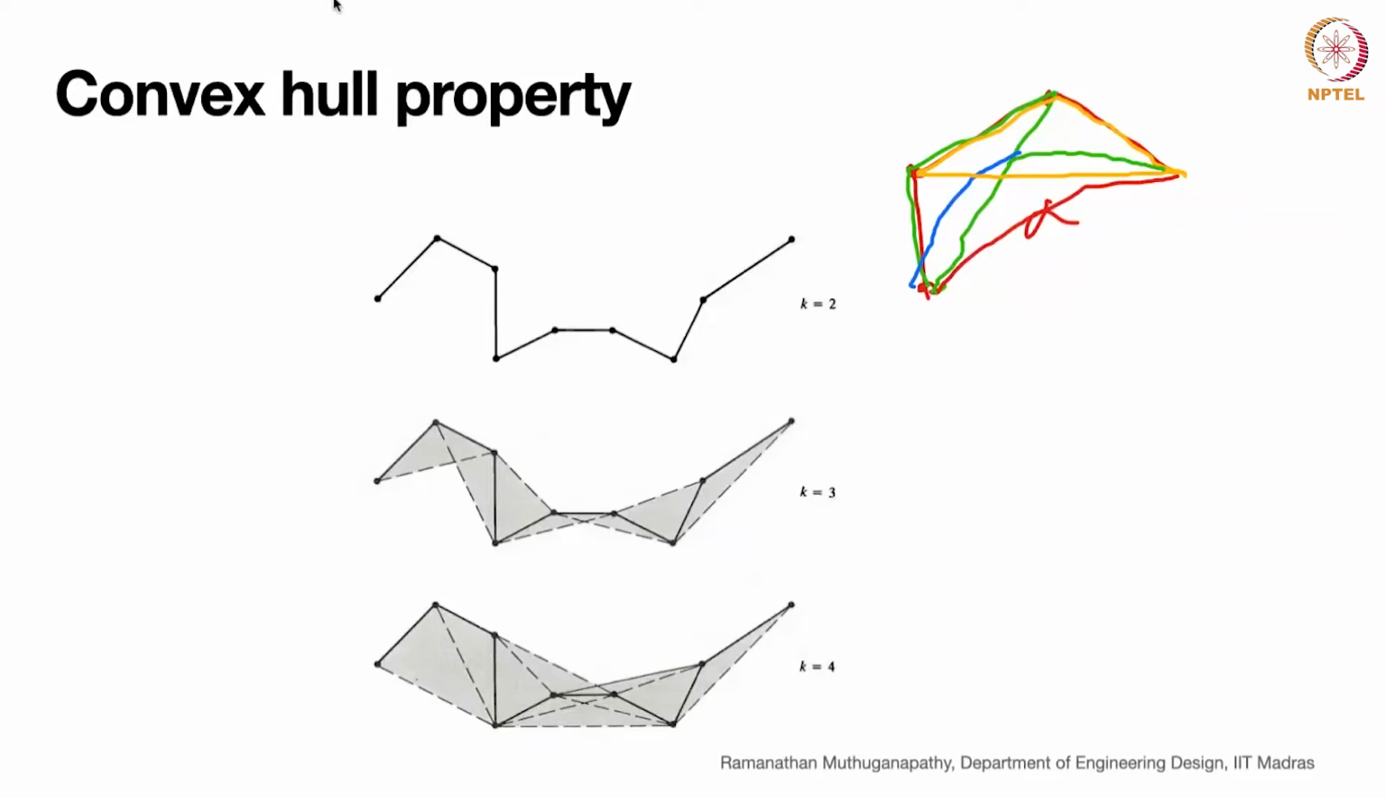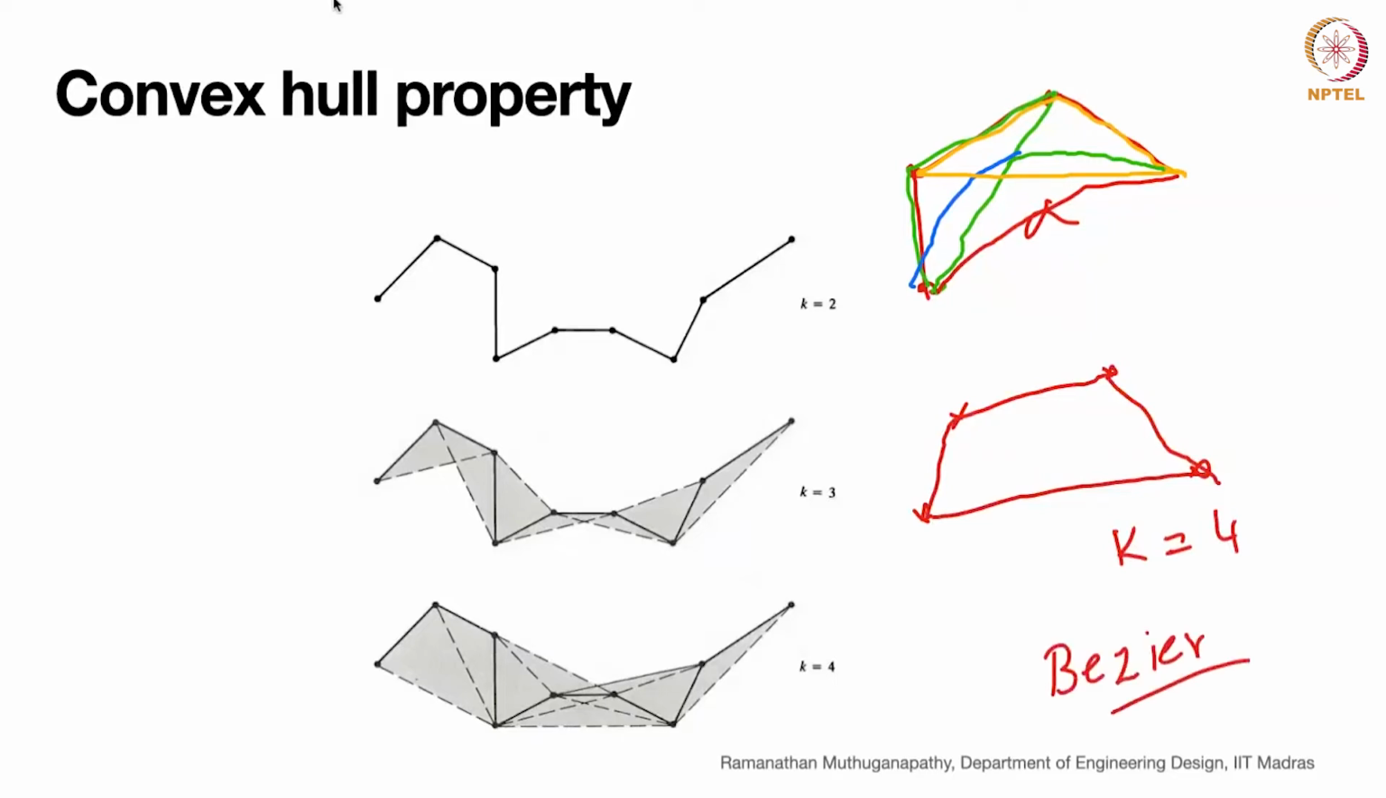Now if k equals 4, what is the convex hull? So it will be equal to the Bezier curve, sir, in this case. That's what I was hoping for. Fantastic, you already concluded that. So this is the convex hull, and this curve has to lie entirely within the convex hull. That means it becomes a Bezier curve. So Bezier curve is a special case of your B spline.